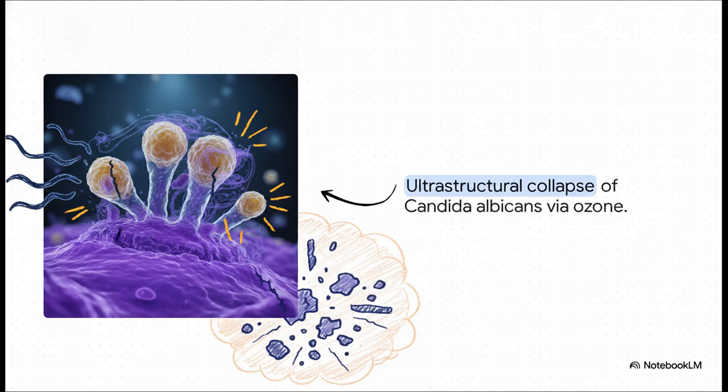Now, under an electron microscope, we can actually watch this destruction happen visually. When dealing with fungi like Candida albicans, you can see how the oxidative stress creates devastating longitudinal and then transverse fissures right in the fungal structure. Within just 10 to 20 minutes, this progressive damage leads to a complete ultrastructural collapse and total organelle destruction. The pathogen is, for all intents and purposes, entirely dismantled.